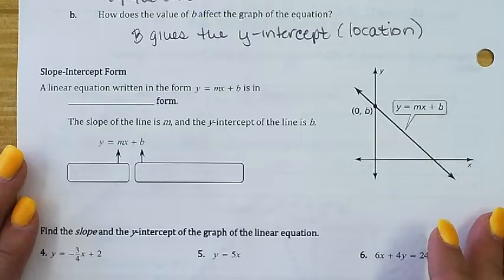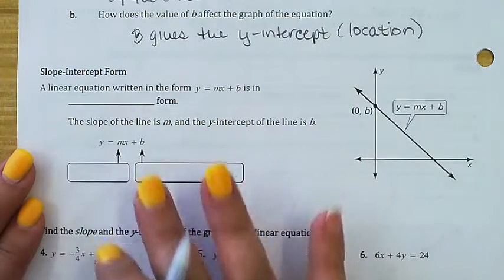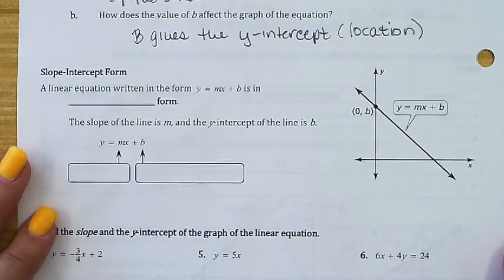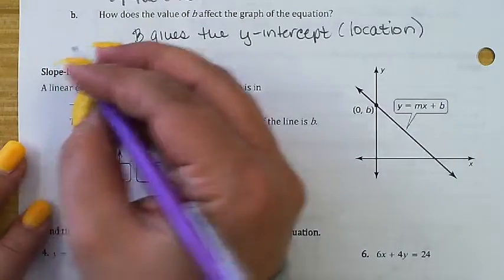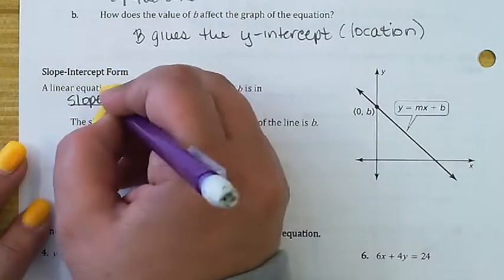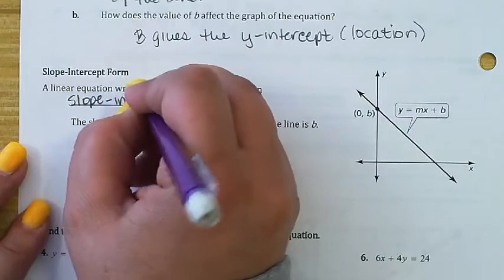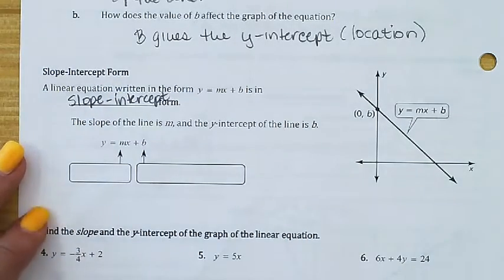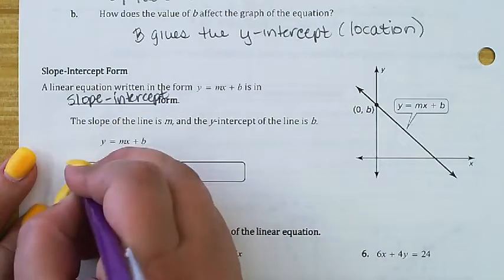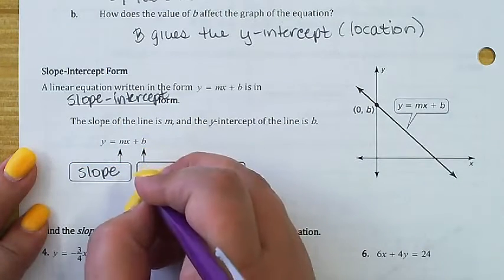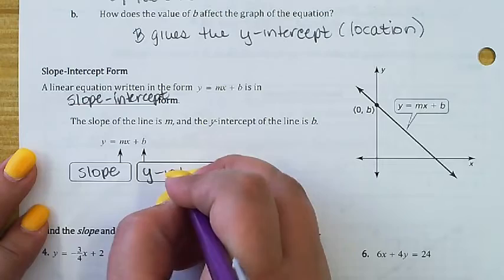Okay, all right, so now that we've talked about that, we're going to formally talk about the equation that's written as y equals mx plus b, which is what we call slope-intercept form, because those are the two pieces of information that it gives us just at a glance, right? So that's slope-intercept form, where m is the slope, we're just reviewing now, and b is the y-intercept.